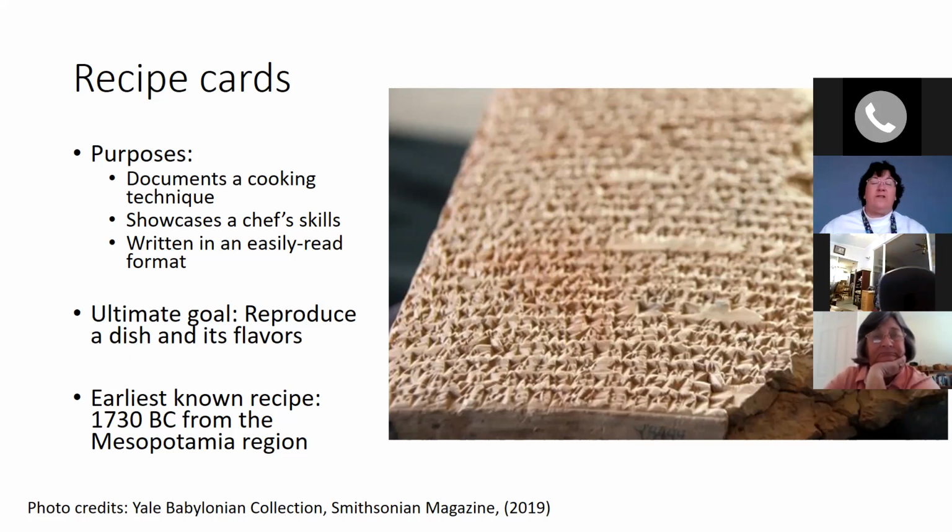The earliest known recipe is dated from 1730 BC from the Mesopotamia region. And this picture that you see on your screen is the actual recipe. It's a tablet that they were able to locate, and they are trying right now both to translate it and recreate this recipe. It is for lamb stew. Some of the challenges are, obviously, you cannot call the chef to pick their brain as to what they did because they're long past.